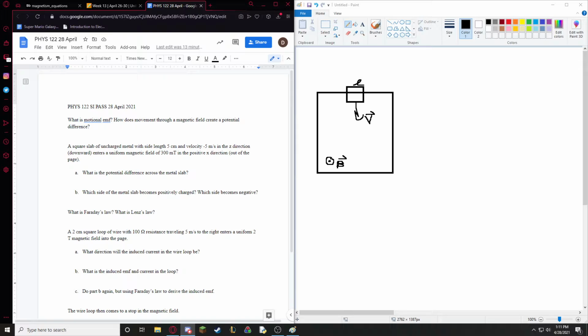All right, so how do we actually go ahead and find the potential difference across the metal slab? How do we find our voltage difference from one side to the other based on its movement into the magnetic field? Wait, you mean the magnitude? Yeah, let's talk about the magnitude first. Direction's easy. It's just a right-hand rule.